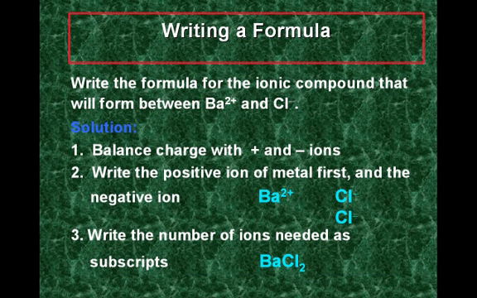Now, when you write a formula, again, for an ionic compound, please make sure that the charge is balanced. So here's basically the 3 steps. You balance the charge with the positive and the negative ions. The positive ion always gets written first, the negative ion always second. So if barium is +2, as we can get from our periodic table, you've labeled that, and chlorine is -1, it takes 2 of those -1 chlorines to balance out the barium's +2 charge. And so we write the number of the ions needed as subscripts, and it requires 2 Cl's. So the formula there is BaCl2.